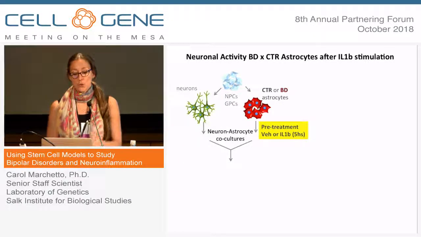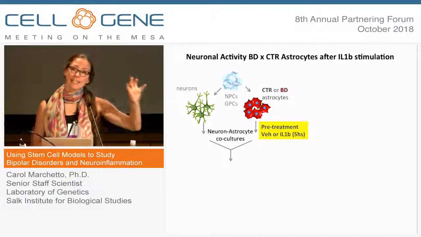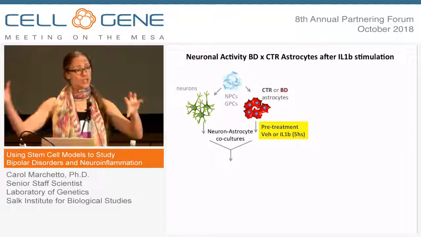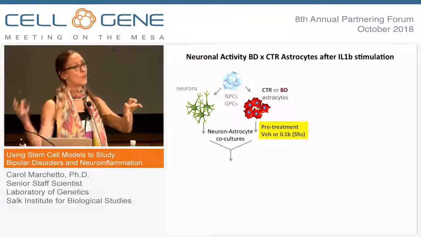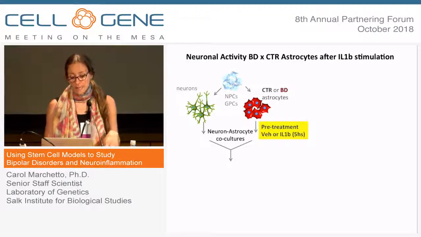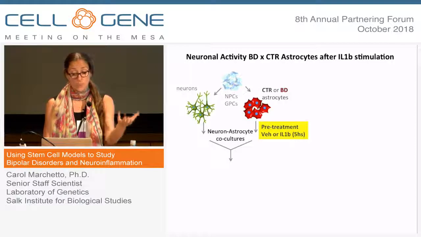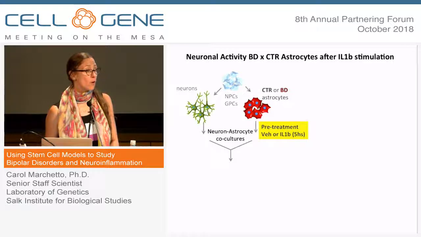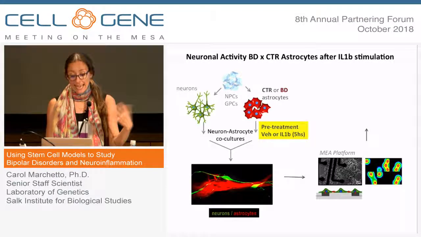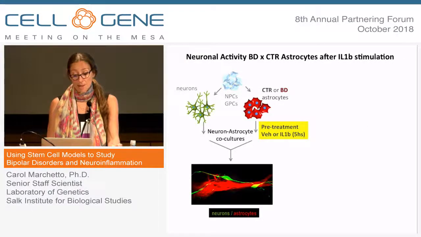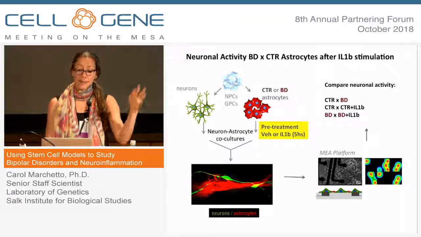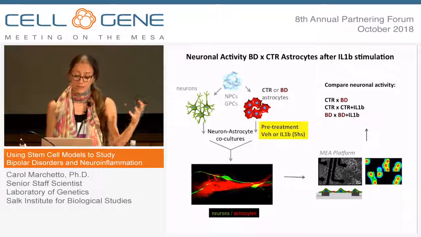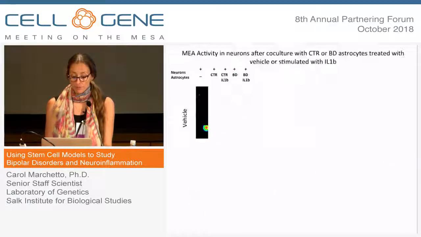Lastly, we wanted to look at co-cultures, and here we just kept the neuronal population stable, same neurons, and we just changed the astrocytes that we were co-culturing those neurons with. We used either control or bipolar astrocytes, and we pre-treated them with either vehicle or IL-1 beta. And again, we looked at activity using MEA platforms. We compared control versus bipolar, control versus control with IL-1 beta, bipolar versus bipolar with IL-1 beta.